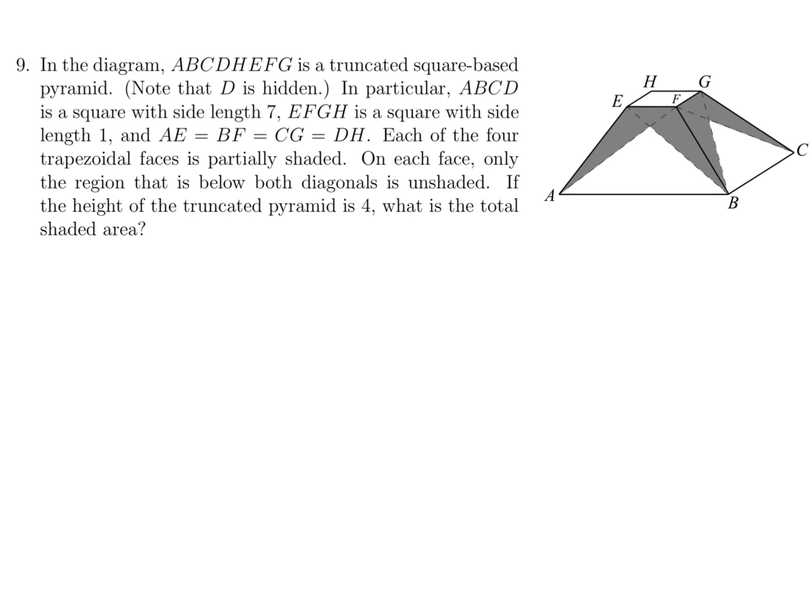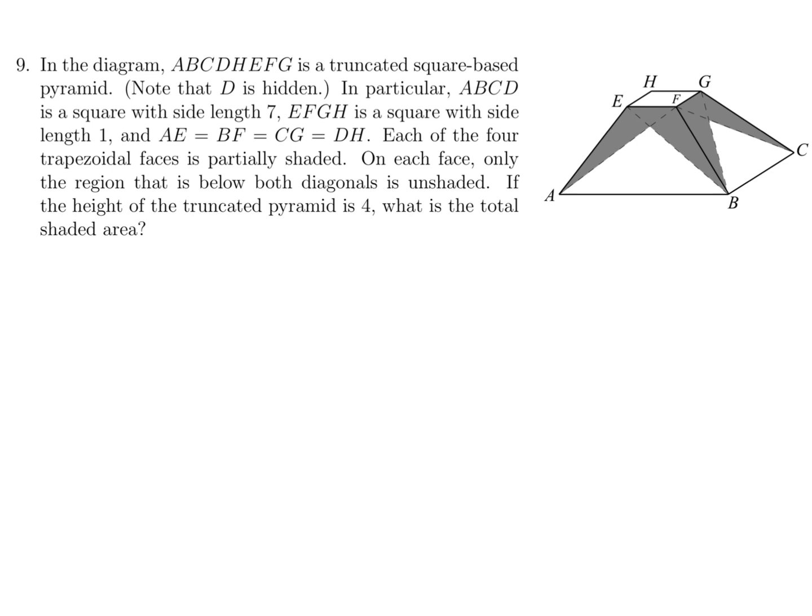In the diagram, ABCD EFGH is a truncated square-based pyramid. In particular, ABCD is a square with side length 7. EFGH is a square with side length 1. AE is equal to BF is equal to CG is equal to DH. Each of the 4 trapezoidal faces is partially shaded. On each face, only the region that is below both diagonals is unshaded. If the height of the truncated pyramid is 4, what is the total shaded area?